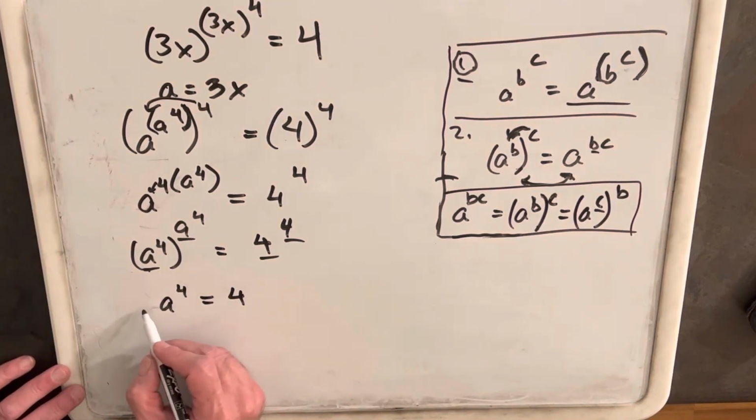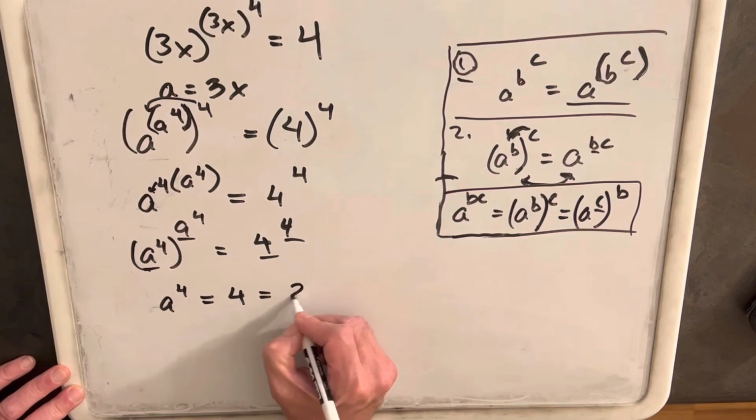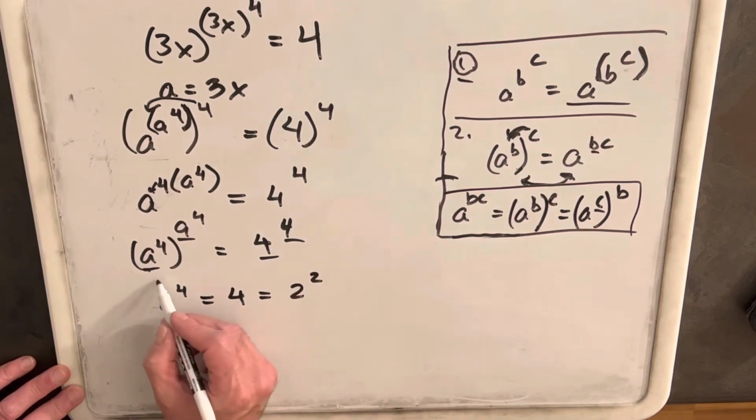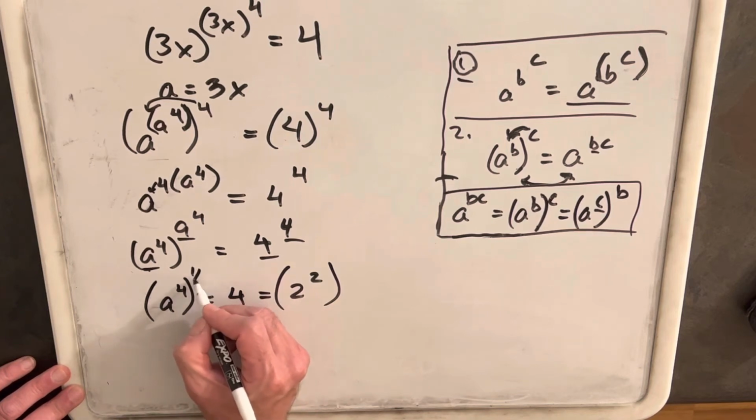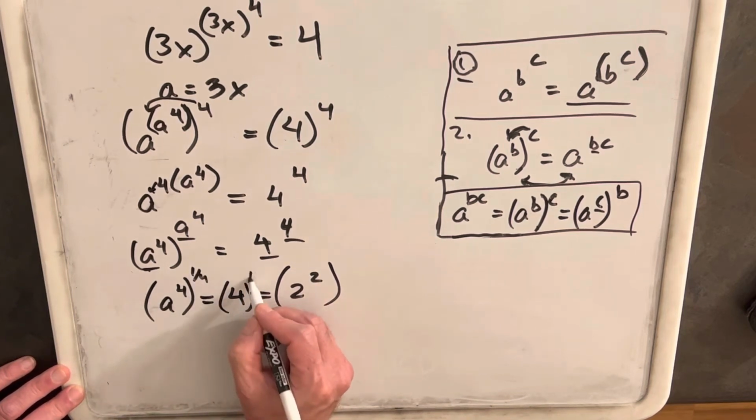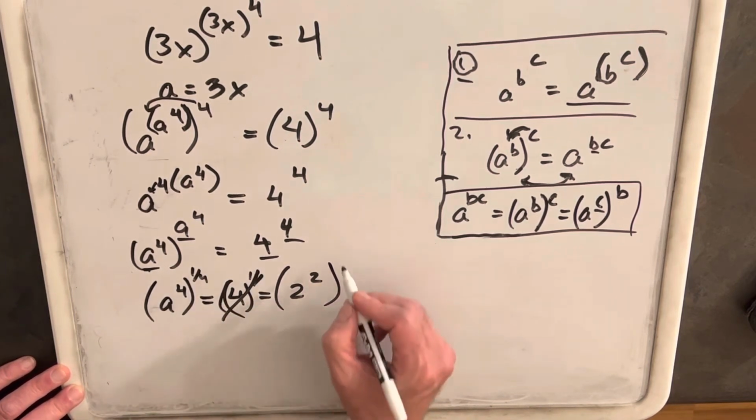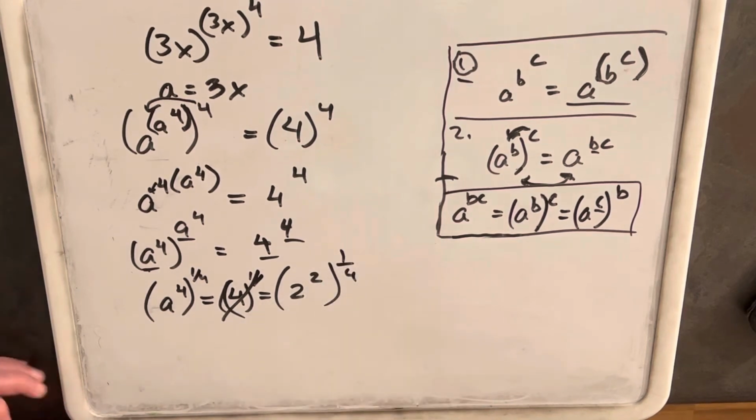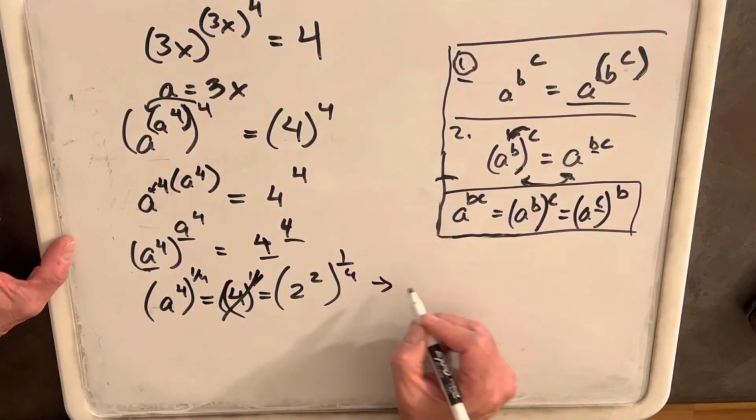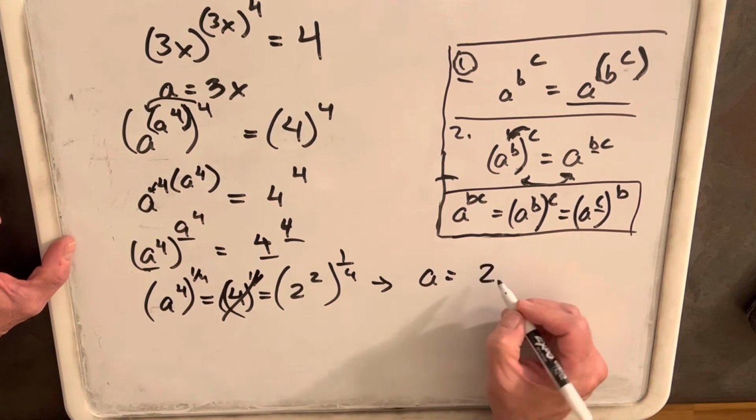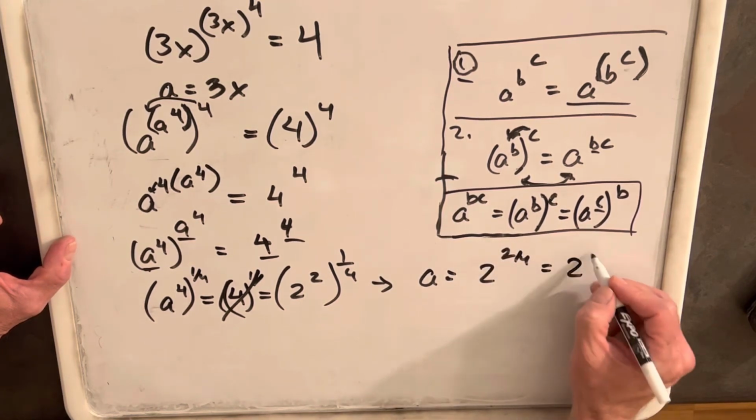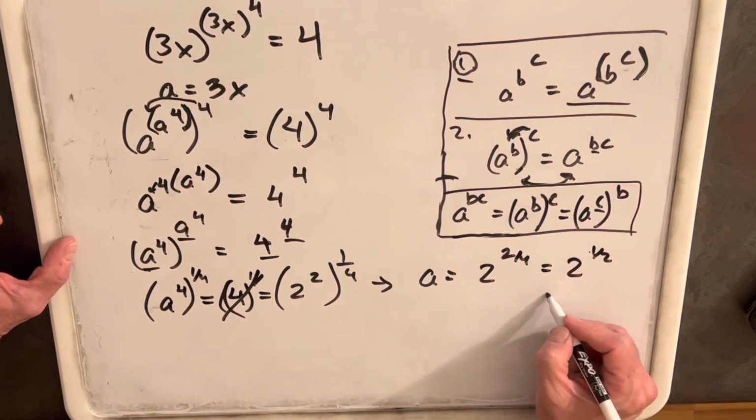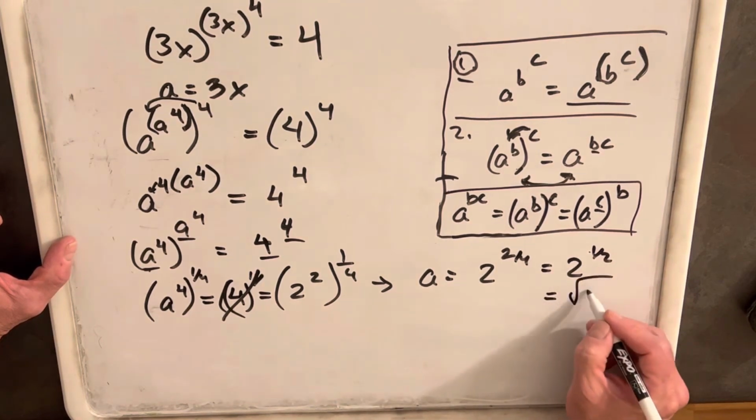But then what we could do, I'm going to write 4 as 2 squared. Then we can take the 1/4, we'll just kind of ignore that. Take 1/4 on all sides. So what we're left with is a equals 2 to the 2 over 4, which is just 2 to the 1/2, which is just square root of 2.